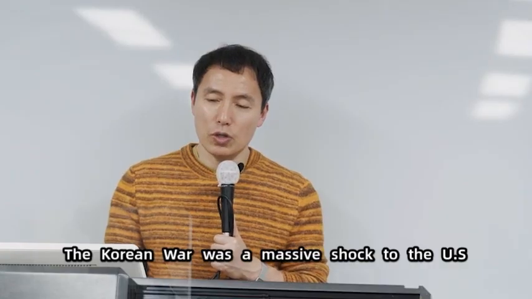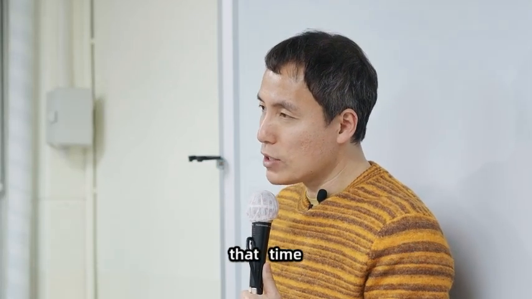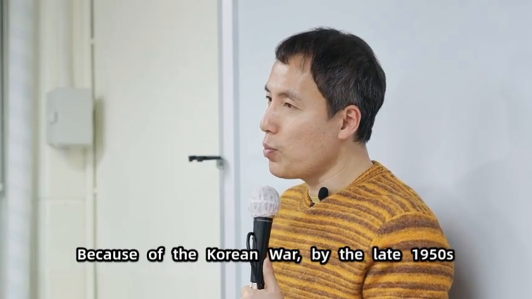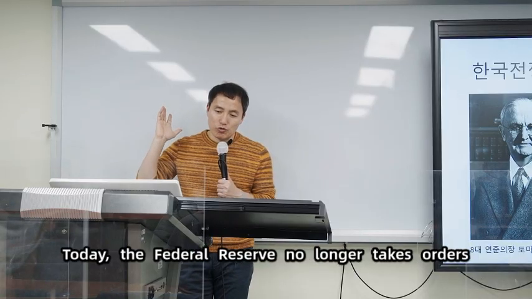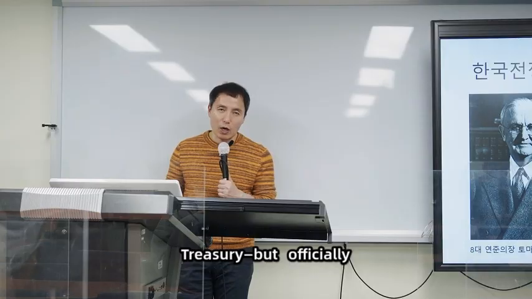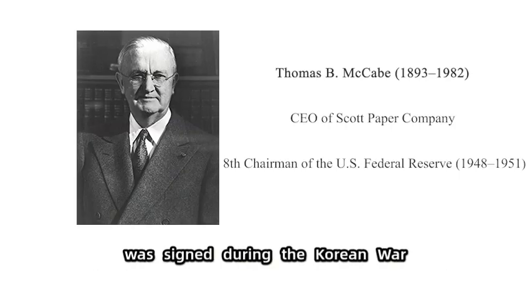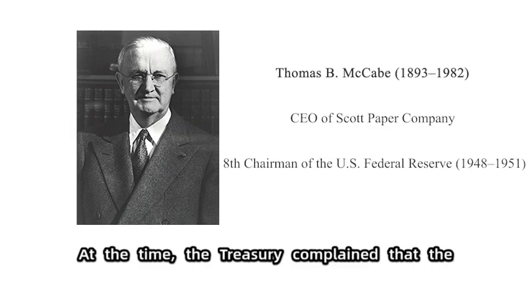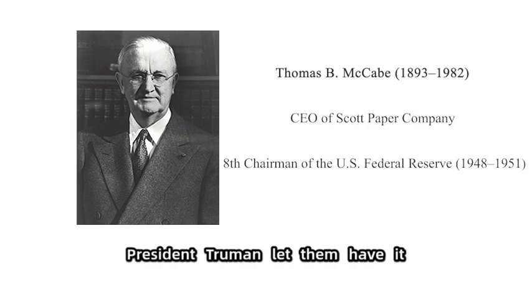The Korean War was a massive shock to the US. The American economy struggled deeply during that time. Because of the Korean War, by the late 1950s, inflation in the US had surged to nearly 20%. Today, the Federal Reserve no longer takes orders from the Treasury. Sure, the Fed still pays attention to the Treasury, but officially, a formal agreement delineating their boundaries was signed during the Korean War. At the time, the Treasury complained that the Federal Reserve wouldn't follow orders, so they were summoned to the White House and President Truman let them have it.